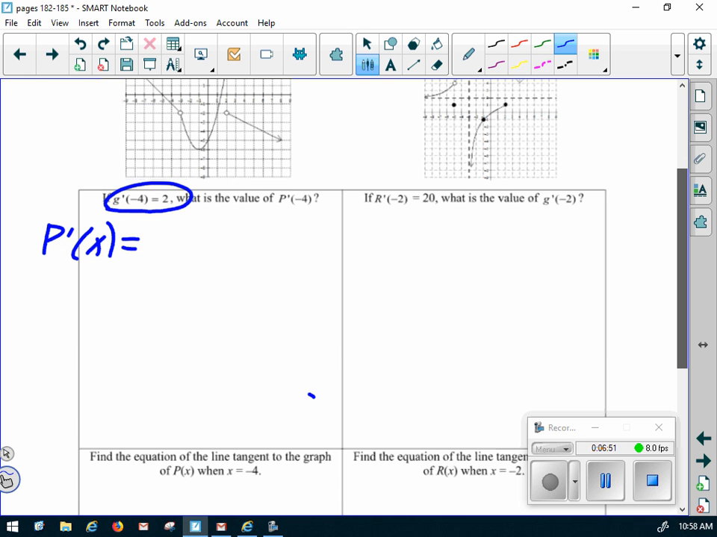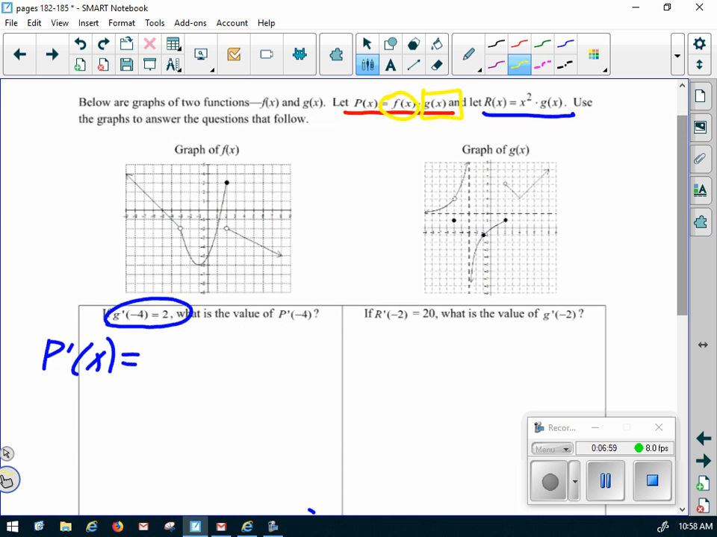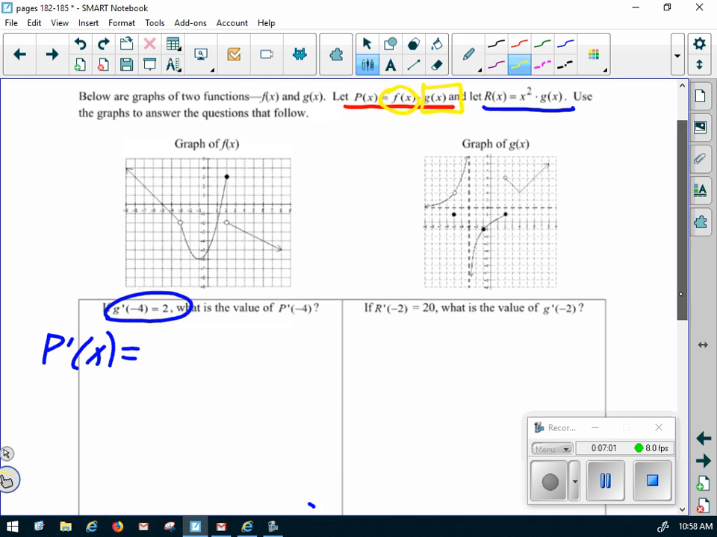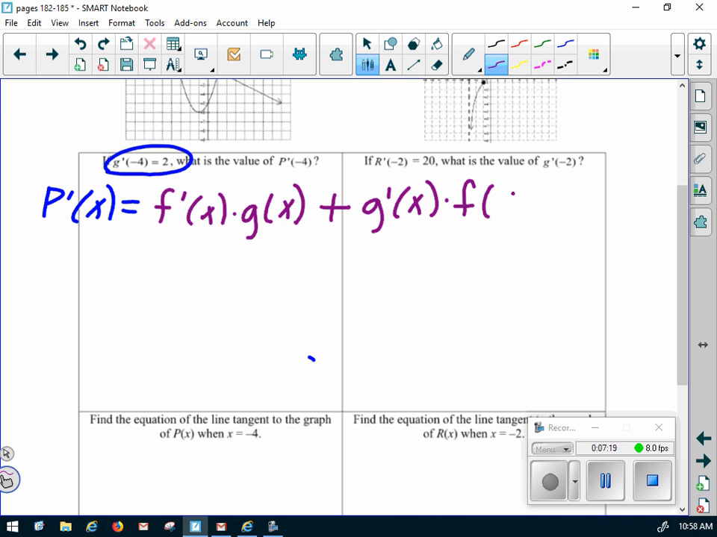What's p prime of x? Circle, box. First, second. So p prime of x is the derivative of the first. What's the derivative of the first? F prime of x times the second, g of x, plus the derivative of the second, g prime of x, times the first, f of x.